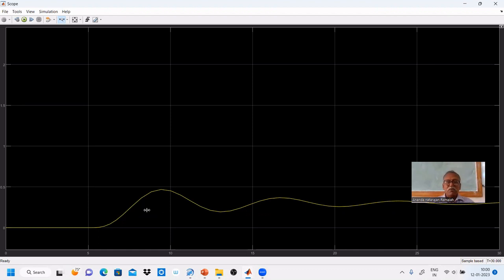Because of P only mode, it is settled at 0.4. It should be at 0. We are expecting that no disturbance should affect the process. But it affected because of the P only controller. If you use a PI controller, this can be removed.